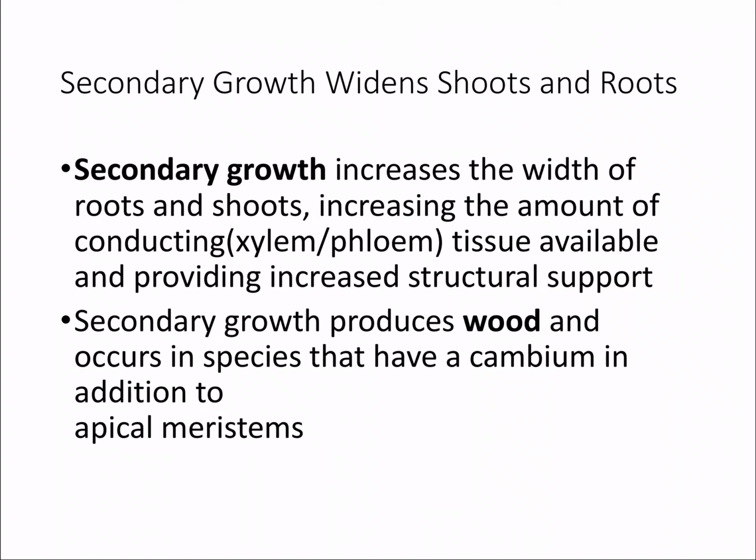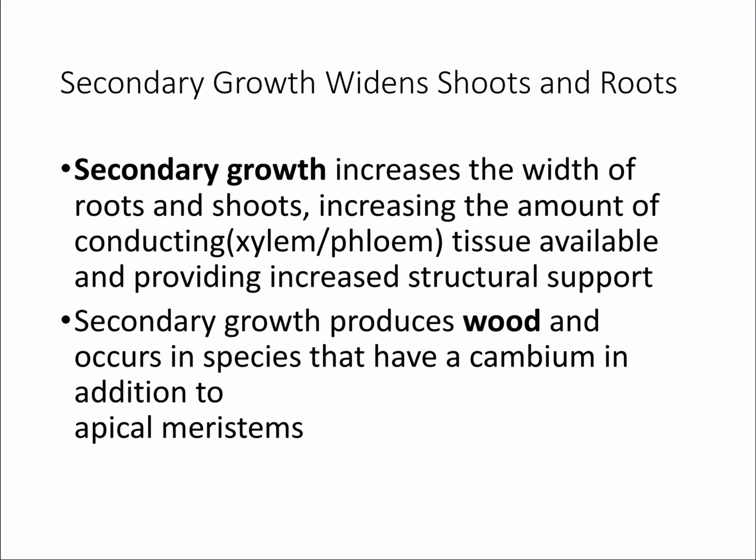Okay, so that's primary growth. Primary growth is how the plant gets longer. How the plant gets wider is secondary growth. So this increases the width of the roots and the shoot. So why would they want to get wider? Well, if there's wider space, there's more space for the xylem and the phloem to move materials, and there's more structural support. Secondary growth, we're talking about trees, produces wood and occurs in species that have a cambium in addition to their apical meristems.